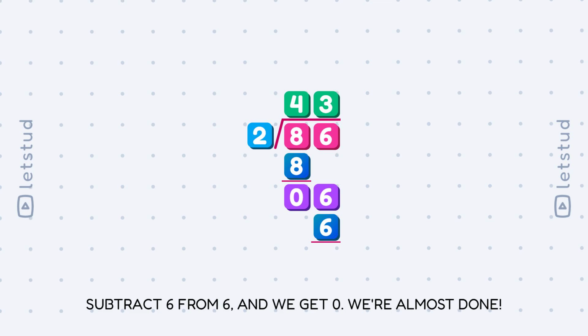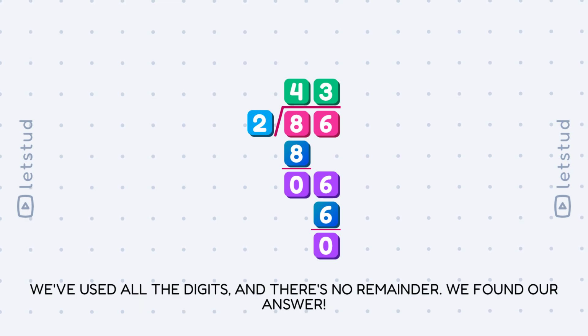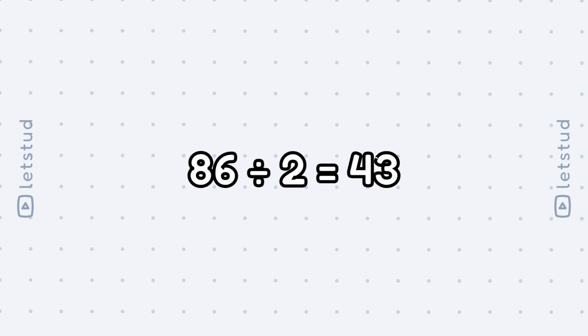We're almost done. Fantastic work, team. You're crushing it. We've used all the digits, and there's no remainder. We found our answer. 86 divided by 2 equals 43. We did it. We tackled long division and found out that 86 split into 2 equal groups is 43.